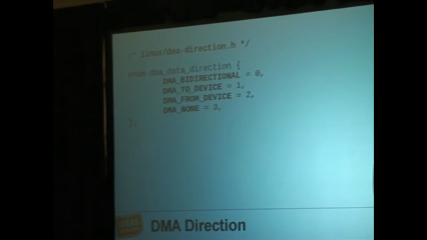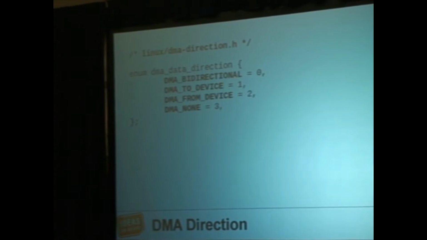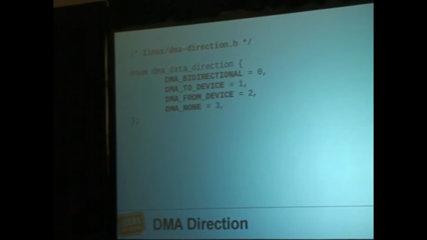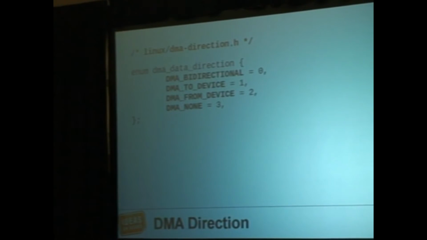And you need to tell the system whether the device will read and write the memory, whether it will just read, just write it, or do nothing at all. And if it does nothing at all, I suppose that you actually don't need a DMA mapping API for that. So I'm not sure what the purpose of that really is.